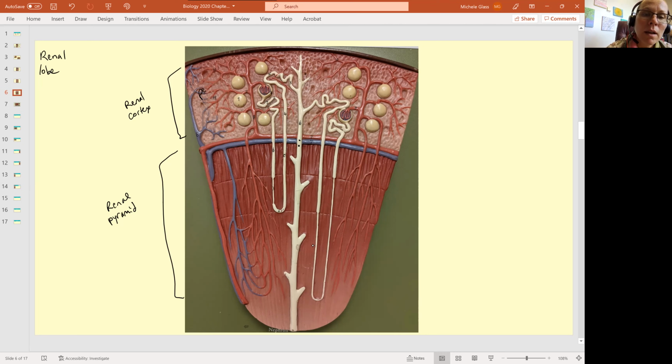out the paratubular capillaries that we can see up here in the cortex. This would be surrounding those nephrons, which have been omitted from this part of the diagram. And then we also see blood vessels extending down into the pyramid. So we're seeing that the tubing, the nephron, and the collecting duct are completely surrounded by blood vessels.